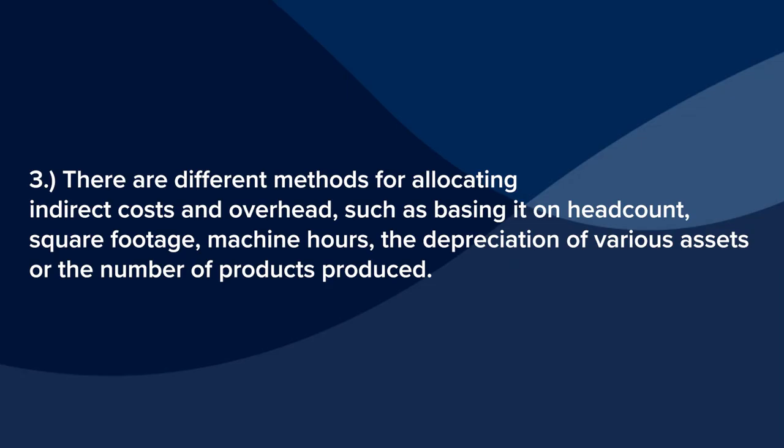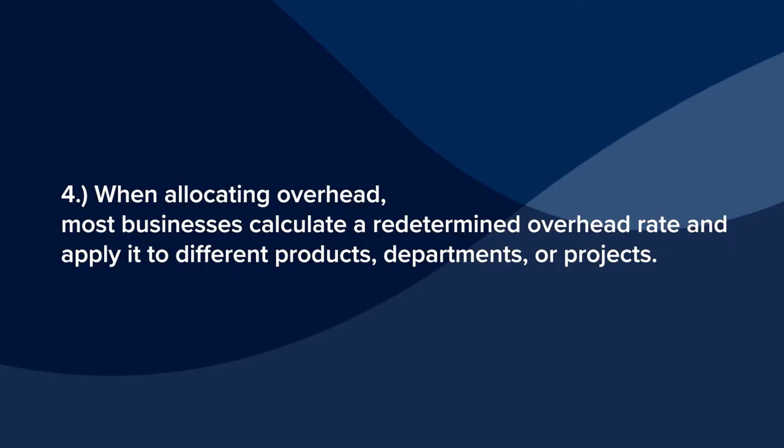Number 3, there are different methods for allocating indirect costs and overhead, such as basing it on headcount, square footage, machine hours, the depreciation of various assets, or the number of products produced. Number 4, and finally, when allocating overhead, most businesses calculate a predetermined overhead rate and apply it to different products, departments, or projects.